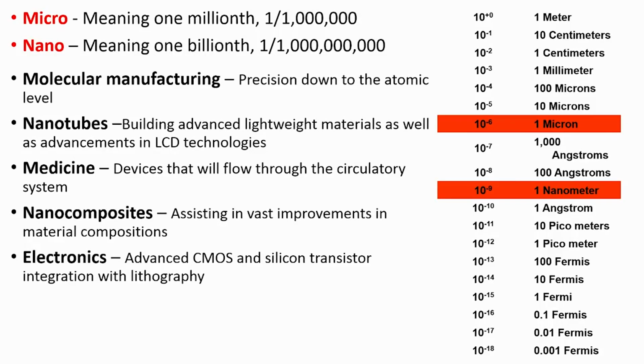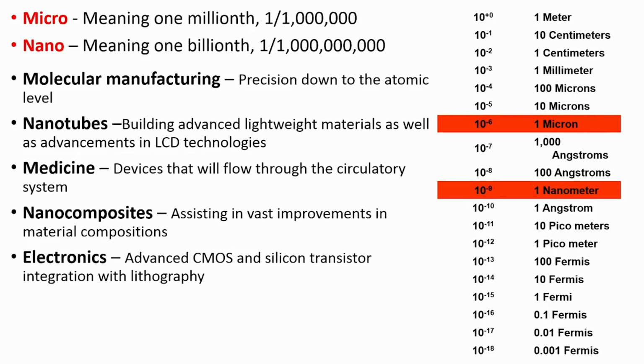So, when you talk about micro, what does micro mean? Micro means one millionth. If you talk about a human hair, it is about 80 to 100 microns. Now, you are talking about 1 micron. 1 micron would be about 10 to the power minus 6.